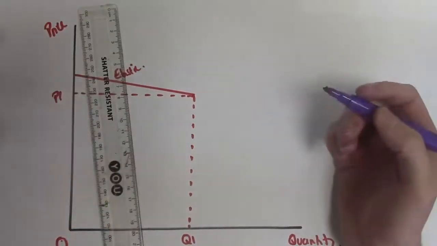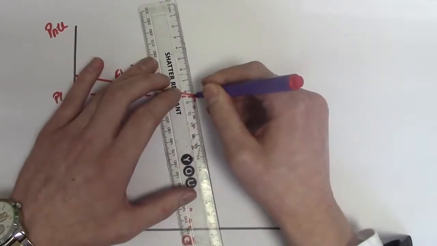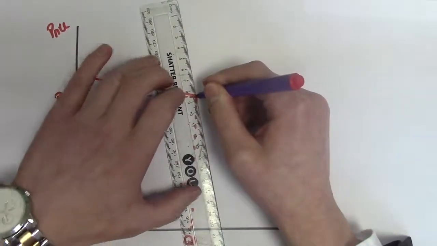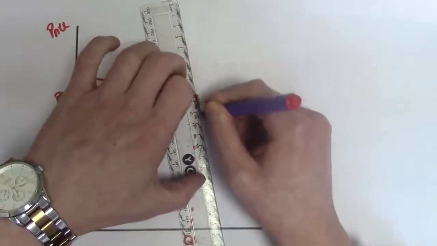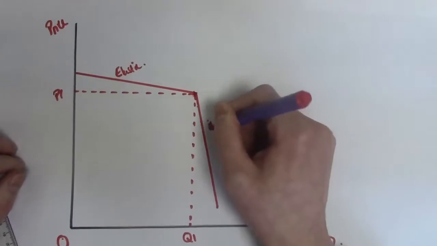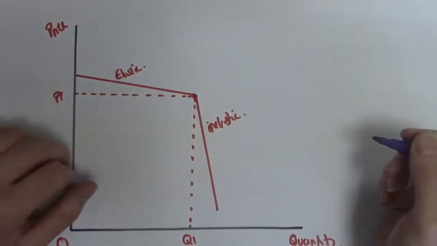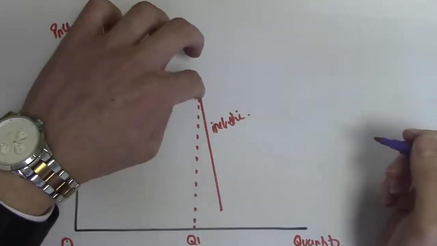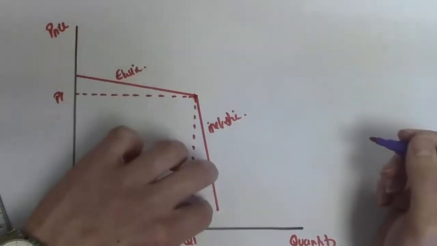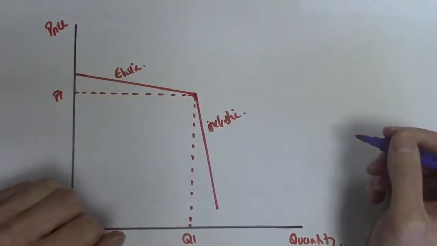So how do we illustrate that then? This is our kink. We then draw on our inelastic section of the demand curve. So our downward sloping inelastic, and that is our inelastic section of the demand curve. So we're inelastic here, we kink at this point, and then we become more elastic here, and we become more inelastic.